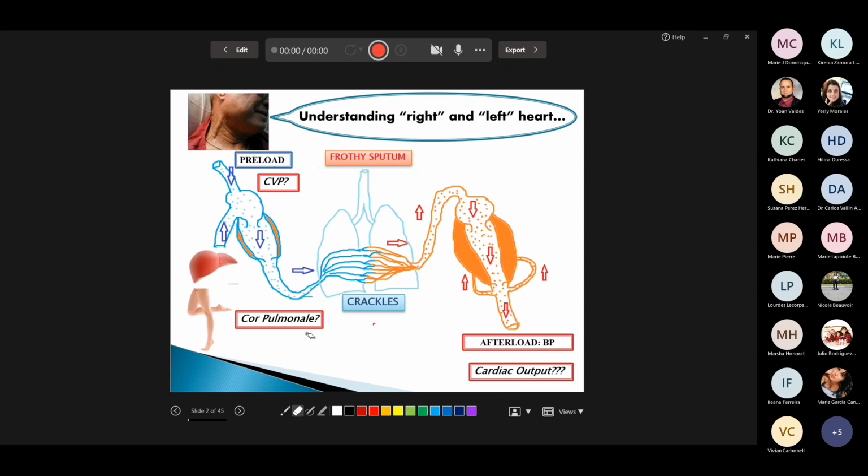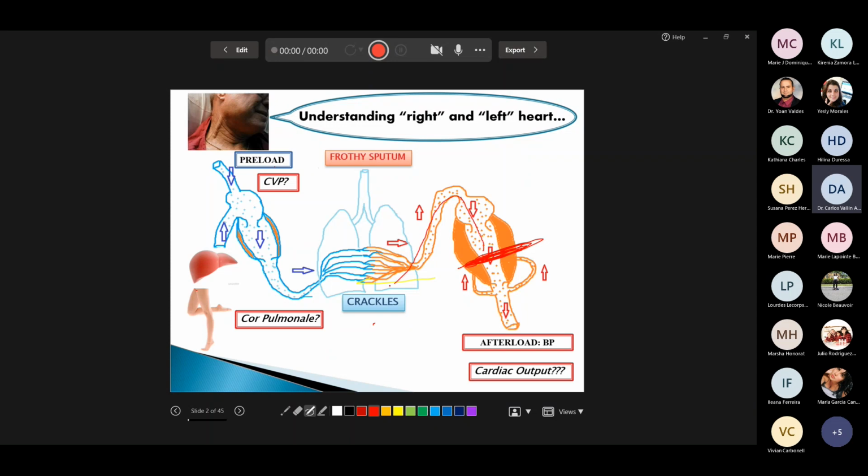But what happens when the failure of the pump is predominantly on the left side? Now the blood should be moving in this direction. Notice the direction of the pointer. This movement is delayed. So now the traffic jam, the problem, is here. Let me change the color. The traffic jam is here at the level of the left heart. So now the accident is here.